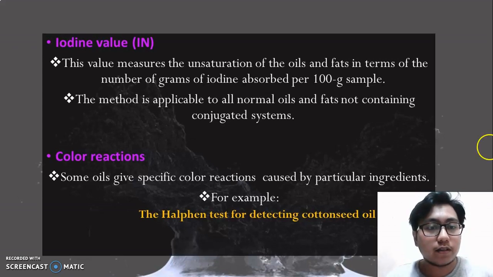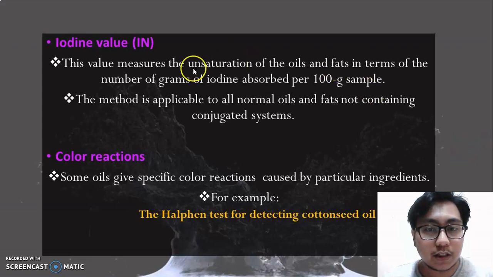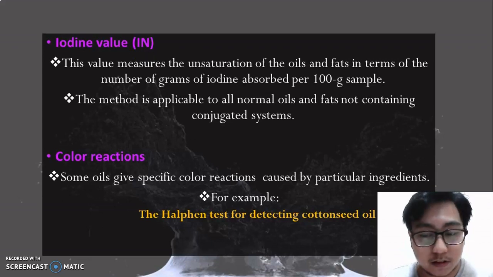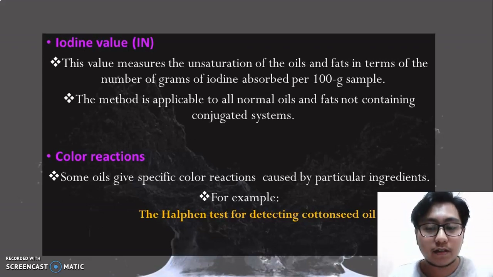So iodine value is the value that measures the unsaturation of oils and fats in terms of the amount of iodine absorbed per 100 gram sample. So the method is simple. Iodine value basically is used to get the amount of unsaturation in fatty acids. So what is unsaturation? Unsaturation is basically double bonds. So it measures the amount of double bonds which will react with the iodine compounds.